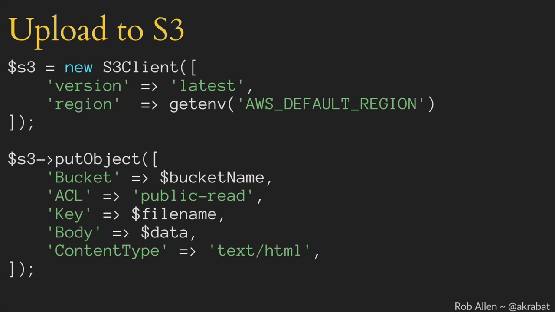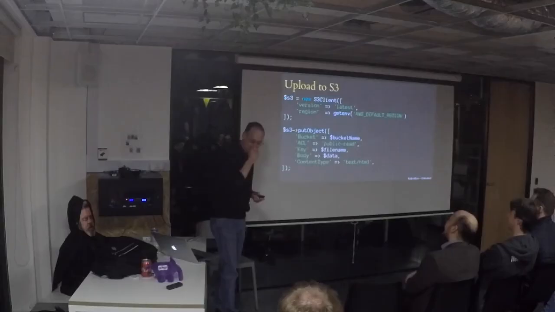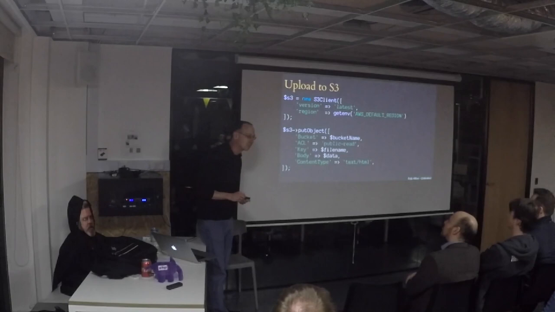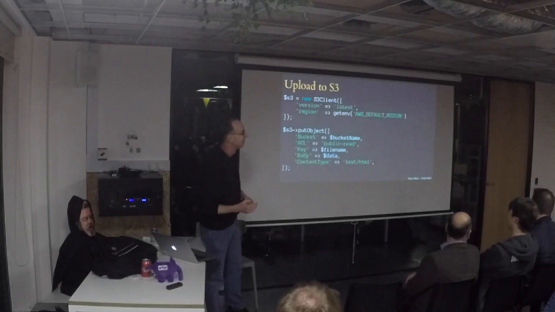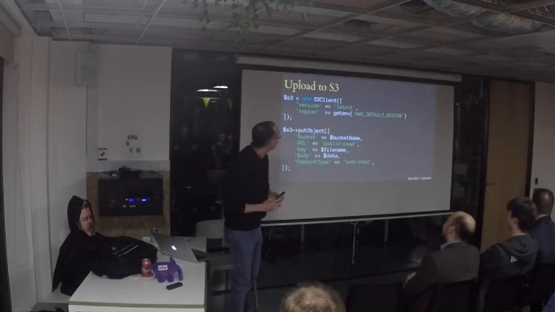Uploading to S3 is way more interesting because it's more API work, and that's the bit I like. S3 client. S3 client is from the Amazon PHP SDK. The Amazon PHP SDK, I don't know if you've used it, is really, really good. It's comprehensive. It covers everything. I know Drew disagrees with me, but I thought it was quite good. So clearly he's used it way more than I have. You tell it the version, you give it a region.